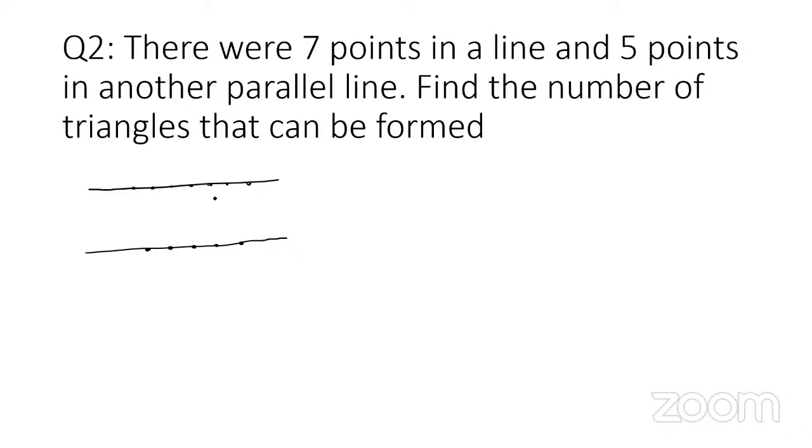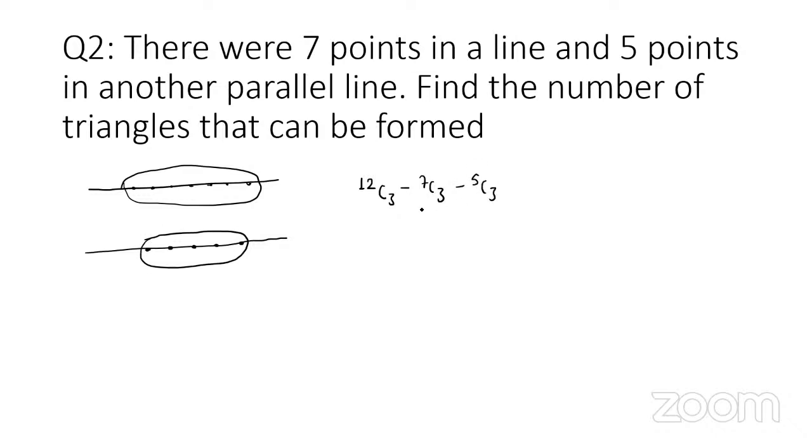If all points were non-collinear, how many triangles could have been formed? Total triangles would be 12C3. But we know that these 7 points are collinear, so how many triangles will not be formed? It's 7C3. And these 5 points are also collinear, so how many triangles would not be formed? 5C3. So 7C3 and 5C3 would be subtracted from 12C3 to get the actual answer.